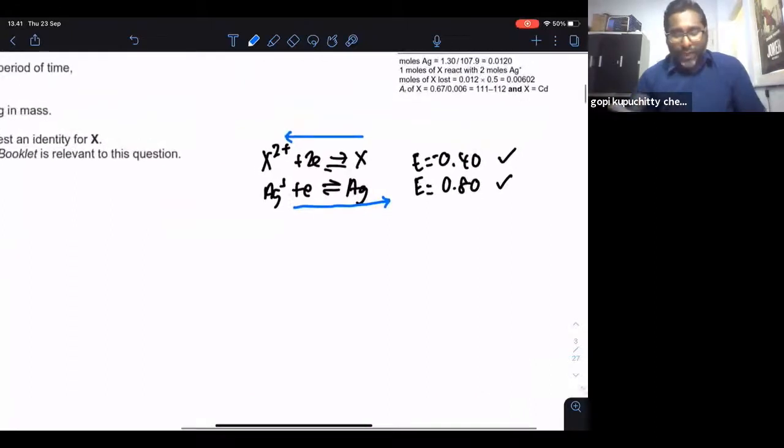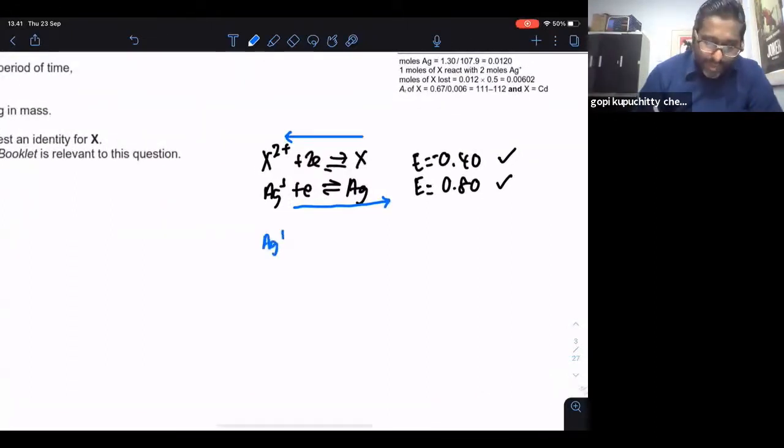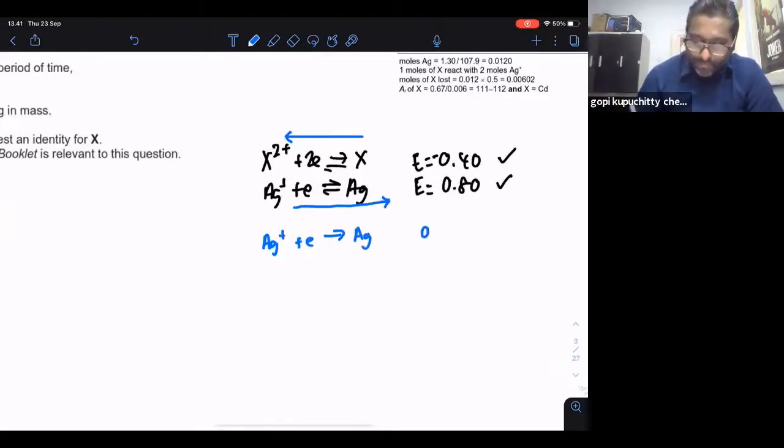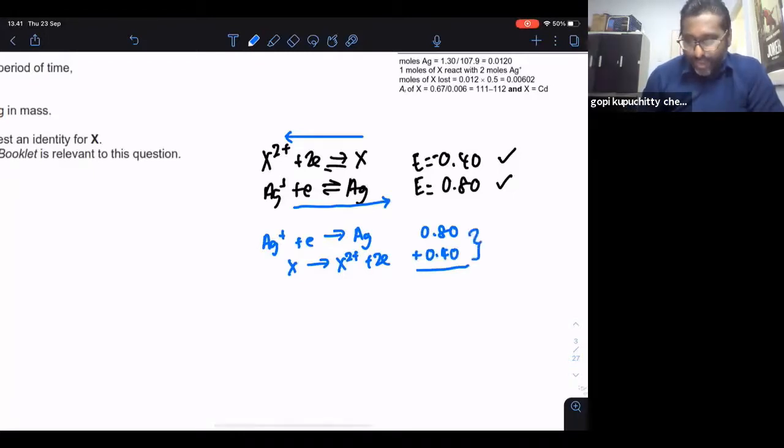The one that is less positive or negative will go to the left. So if I want to rewrite this, I will rewrite Ag plus electron to give me Ag, because it follows the right direction, so the E value is 0.8. And the first one is going to go to the left. So I will write down X to give you X2 plus 2 electrons. The E value now, because it's going to the left, negative will become positive. So positive 0.40. So if I want to find the E value, you just need to add, it's going to be 1.20 volts.